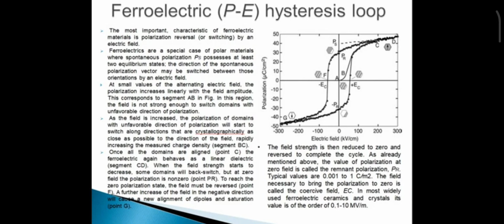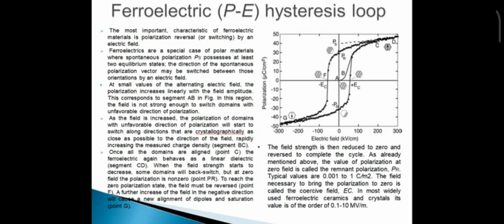When the field strength starts to decrease, some domains will backswitch, but at zero field the polarization is non-zero, at the point PR, that is this one. To reach the zero polarization state, the field must be reversed, at point F. A further increase of the field in the negative direction will cause a new alignment of dipoles and saturation at point G.